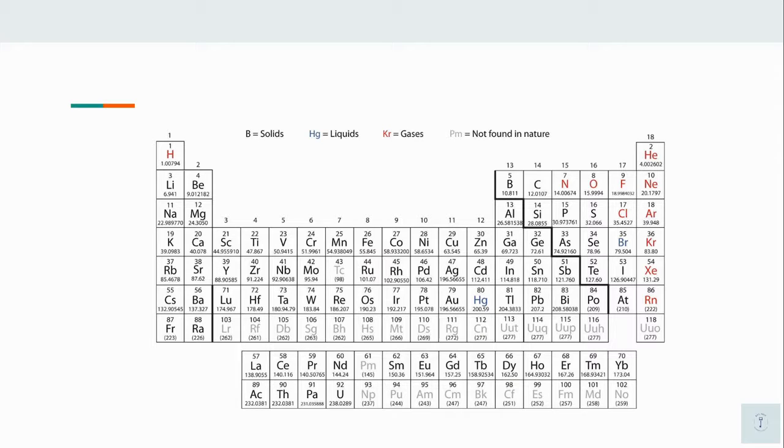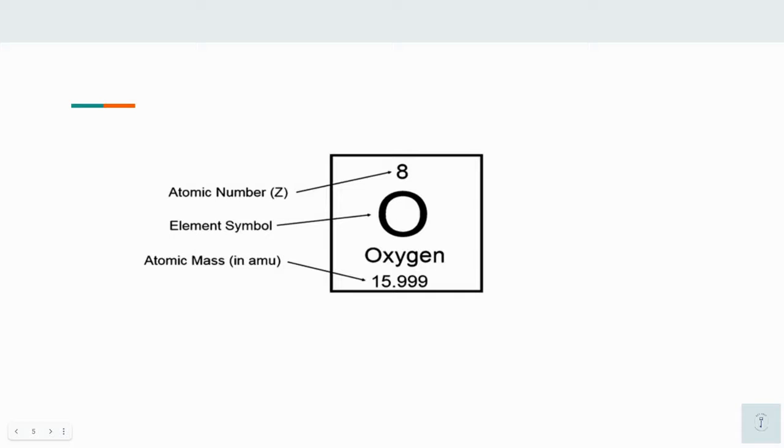Third, there will be a number below the symbol that represents the atomic mass of an element. The atomic mass of an element is the mass of an atom of that element. The atomic mass of an element is measured in atomic mass units, or AMU. So this is what one element would look like on the periodic table. Oxygen has the atomic number 8, it has the element symbol O, and it has the atomic mass of 15.999.